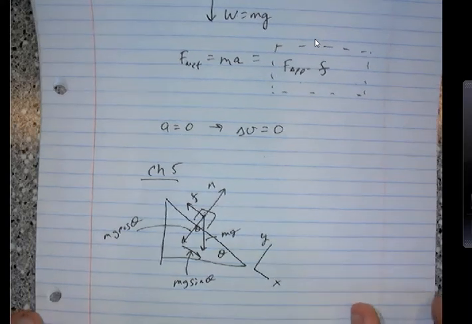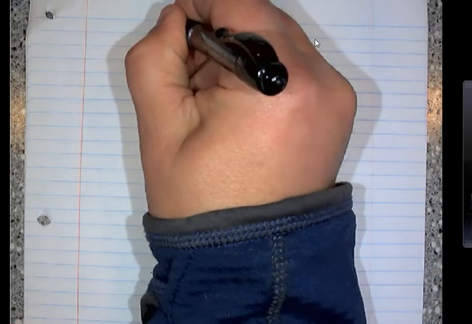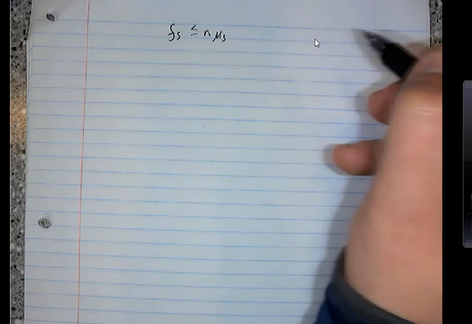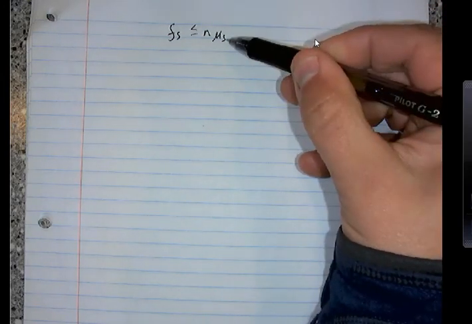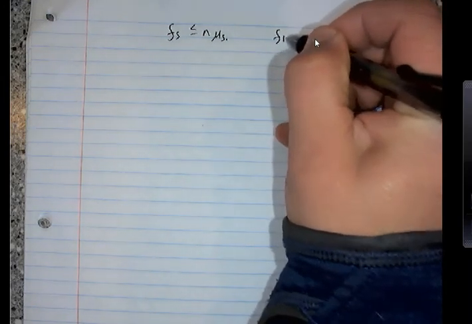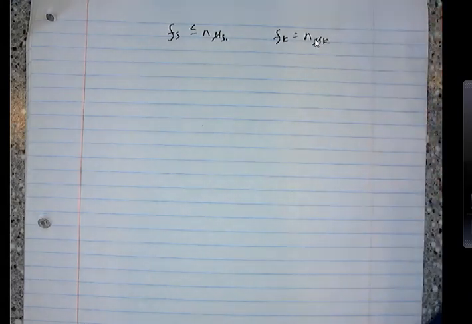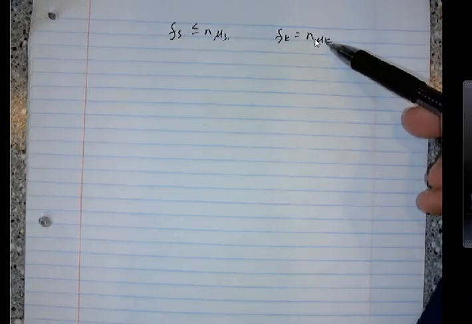Again, make sure you at least skim through Chapter 5, look over the homework associated with that. Another thing from Chapter 5 was this idea of friction. So there's two different kinds of friction. Static friction, less than or equal to the normal force times mu sub s, the coefficient of static friction. And then we have kinetic friction. That's equal to the normal force times mu sub k.